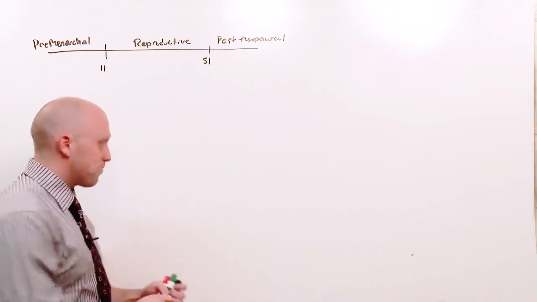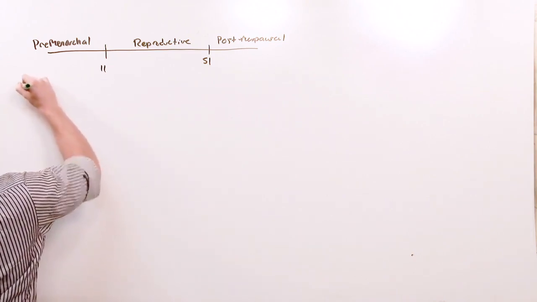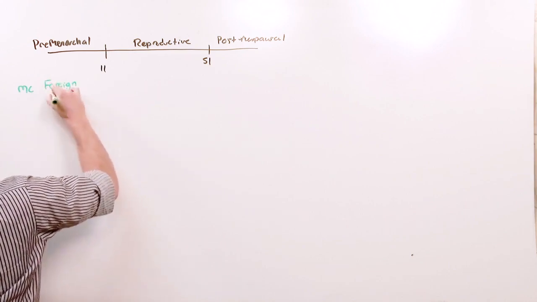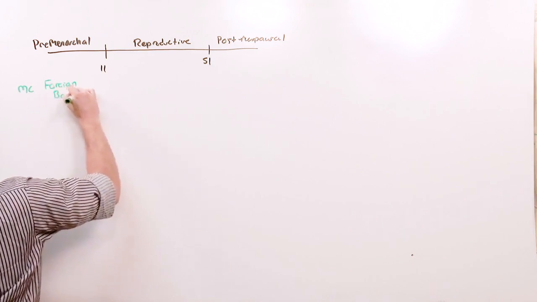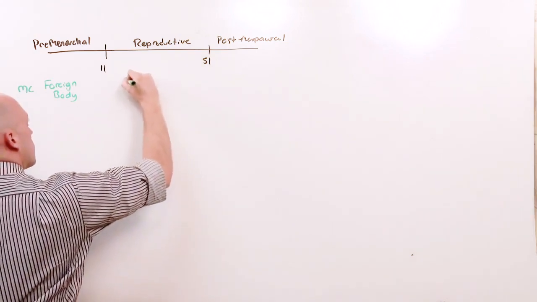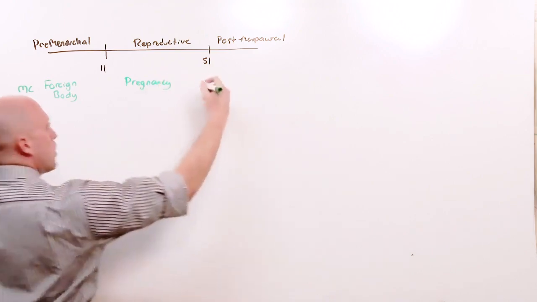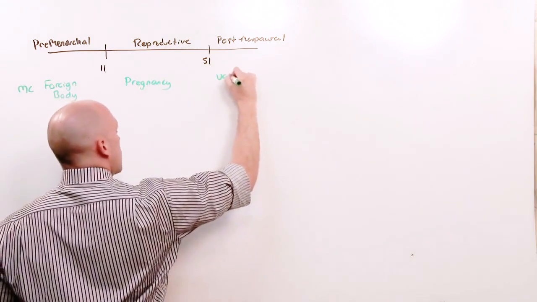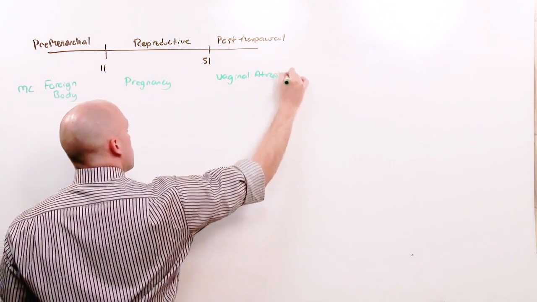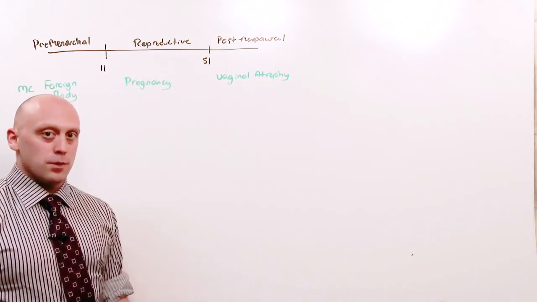the most common. The most common cause of premenarchal vaginal bleeding is a foreign body, and this is usually placed there by the girl. In the reproductive age group, the most common is by far pregnancy. And postmenopausal, the most common cause is vaginal atrophy, especially after sex. Generally benign, and also the most common.